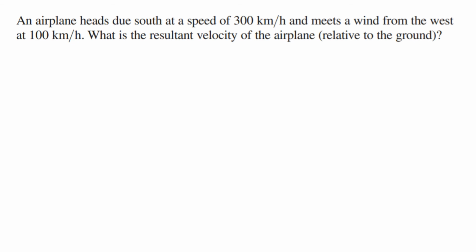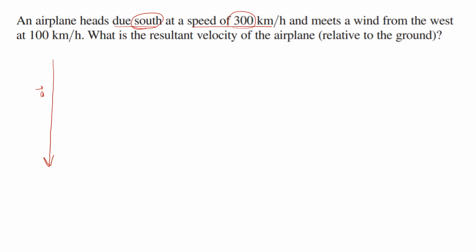So more of a word problem. An airplane heads due south at a speed of 300 kilometers per hour. What I do with these questions is I read one by one. So the airplane heads due south at a speed of 300 kilometers per hour, which I can represent by a vector, because I see that it has a direction, due south, and a speed over here. So all I need to do is draw a vector like this. And this is going to be my airplane, which I'll just call A.